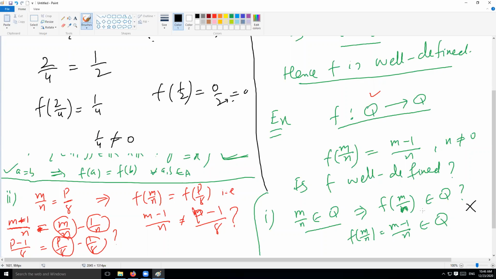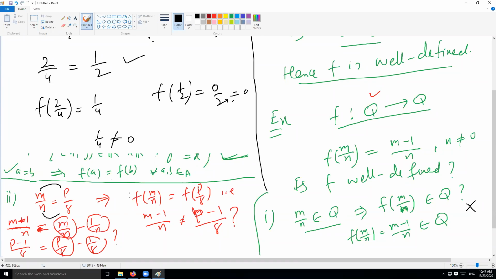So this function, we said that p over q and m over n are equal. Okay, if two ratios are equal, it doesn't mean that m is equal to p and n is equal to q. That is not necessarily true. So I have 2 over 4, which is equal to 1 over 2. So 2 is different from 1 and 4 is different from 2, but their ratio is the same.